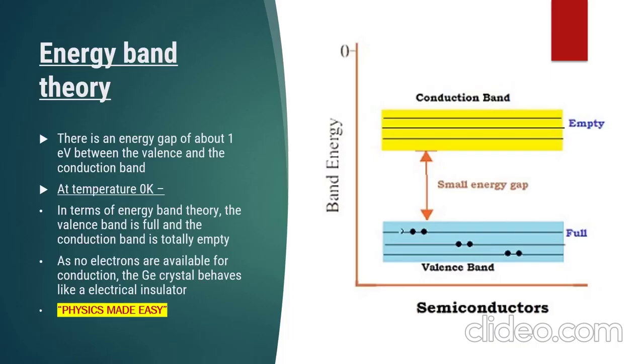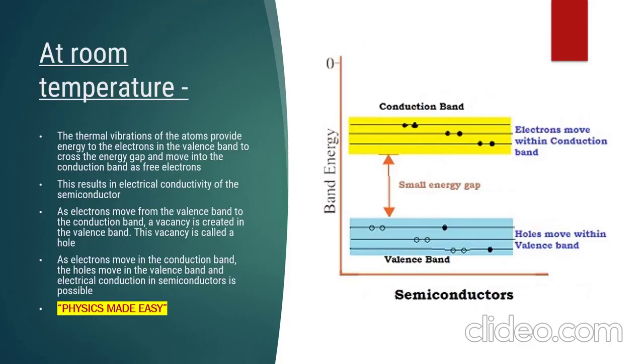And for the energy band theory, there is an energy gap of about 1 electron volt between the valence band and the conduction band. At temperature 0 Kelvin, in terms of energy band theory, the valence band is full, but the conduction band is empty, as no electron is available in the conduction band for conductivity. So the crystal behaves like an electrical insulator.